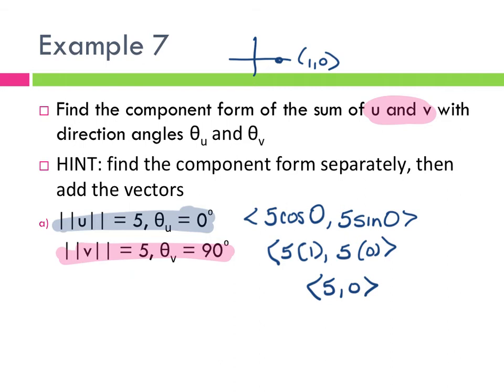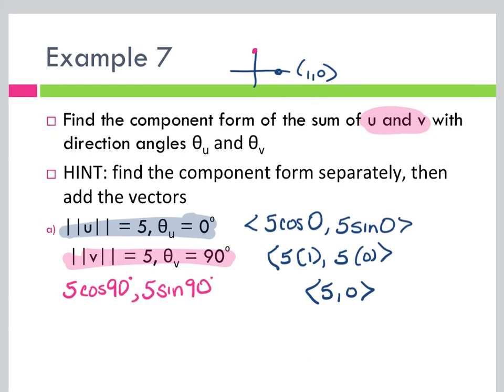Now we do the component form of the other one. So it would be the magnitude, which is 5, times the cosine at 90 degrees this time, comma, the magnitude, which is 5, times the sine at 90 degrees. 90, also a unit circle angle. What's the coordinate point at 90? 0, 1. So what's the cosine there? 0. What's the sine there? 1. So the component form of this one is 0, 5. Again, should make sense because you're just going up straight on the 90 degree one.